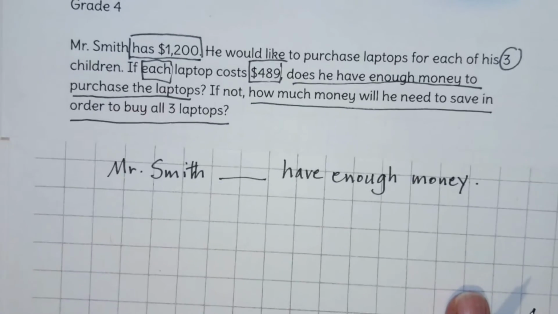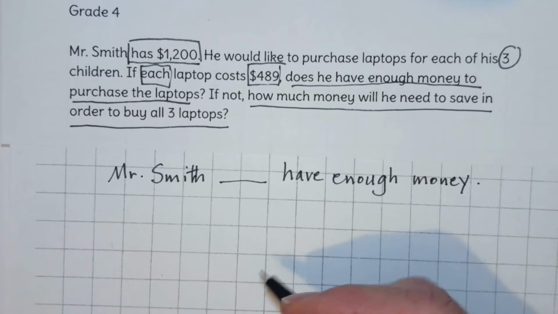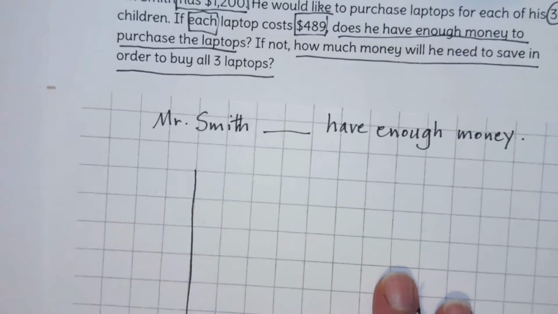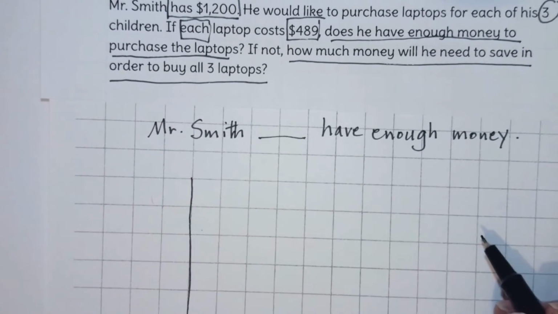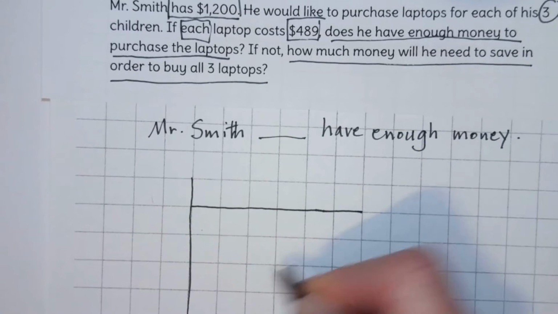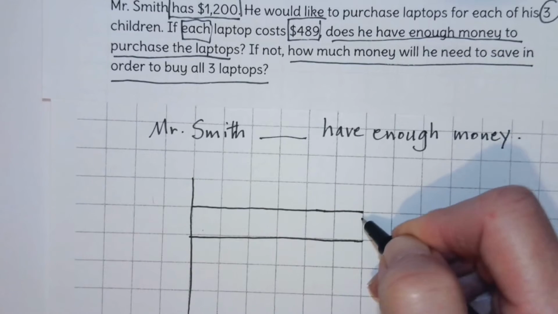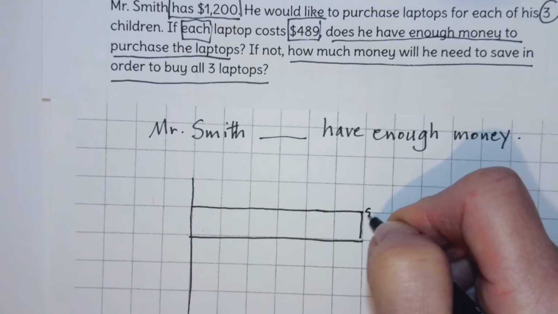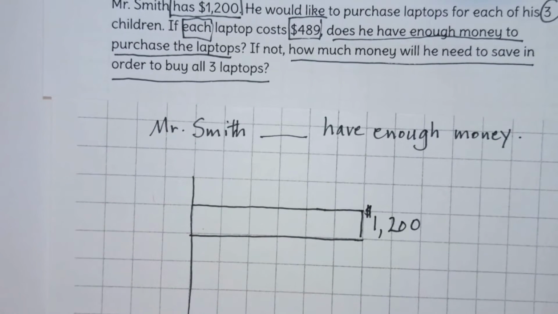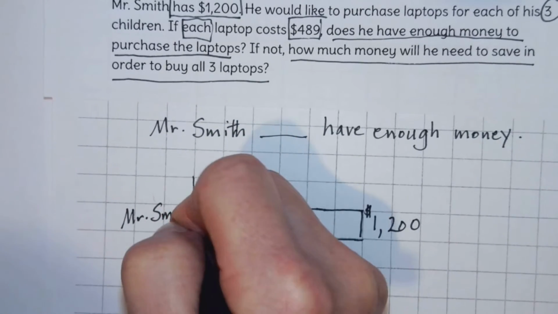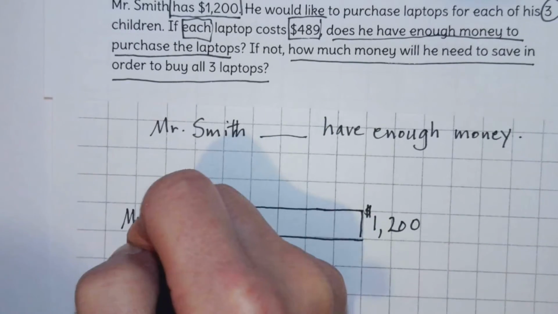All right, so I'm going to make a bar model to represent the problem. And so I'm going to draw my line here. And what I'm looking for is how much the laptops are going to cost altogether. I know he's got $1,200. Okay. So I'm just going to make a bar to show $1,200. That's what he has. And so I'm just going to put Mr. Smith's money.